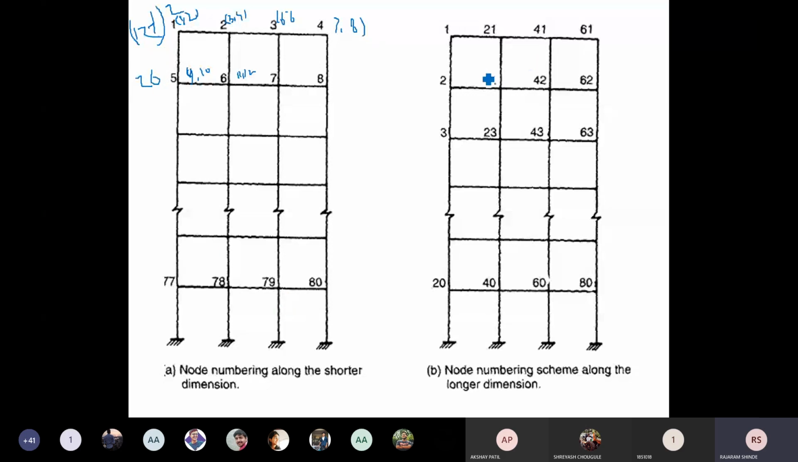Now can you tell me what the bandwidth is for this second case? If I give the node numbering for the same problem like this, what is the bandwidth?